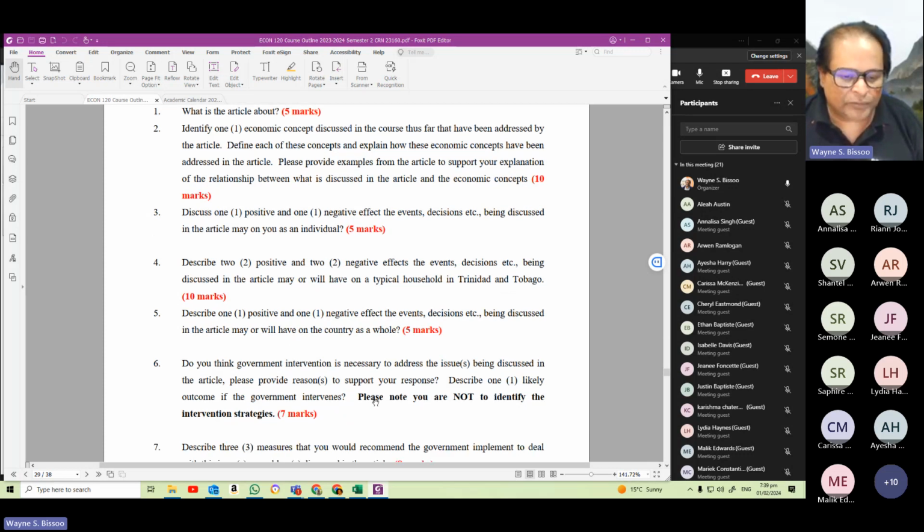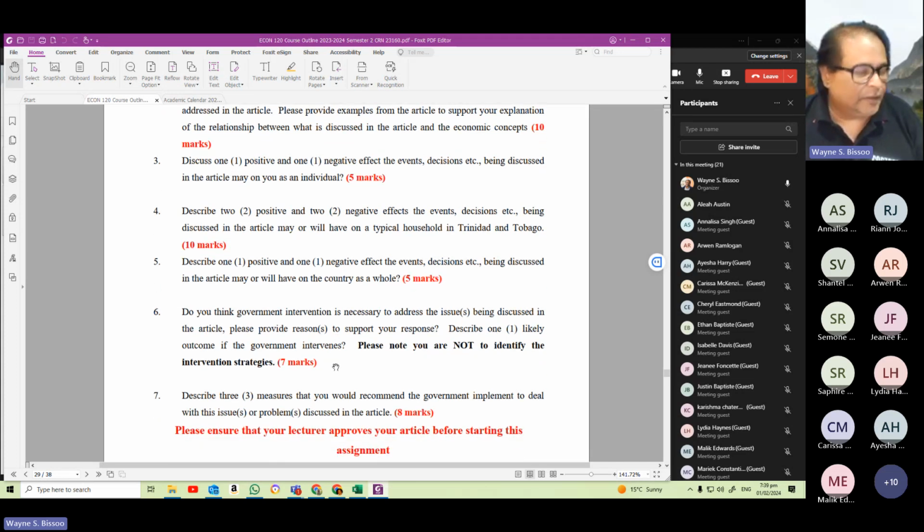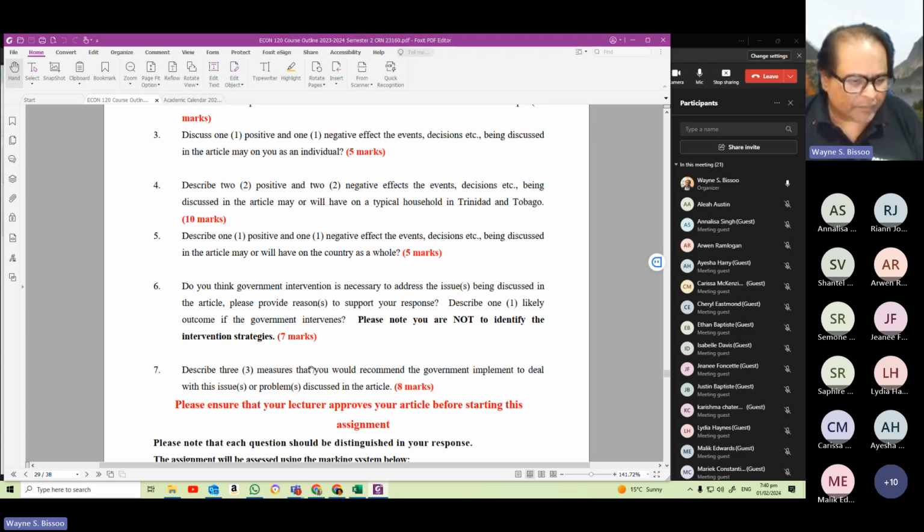Do you think government intervention will be necessary in dealing with this particular issue? If you say yes, you have to say why. And if you say no, you still have to say why. And describe one likely outcome if government were to go interfering with that particular thing or putting in controls for it. So we're looking for you to do some analysis there, some supposition, predictive analysis of what is likely to happen if government were to intervene in that particular activity. And then describe 3 measures you would recommend government implement to deal with the issue or problem that you've seen in the article you're looking at.